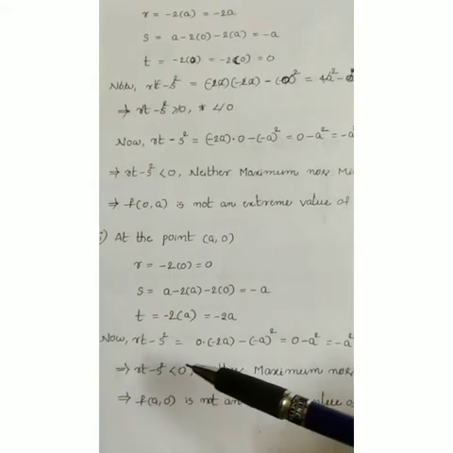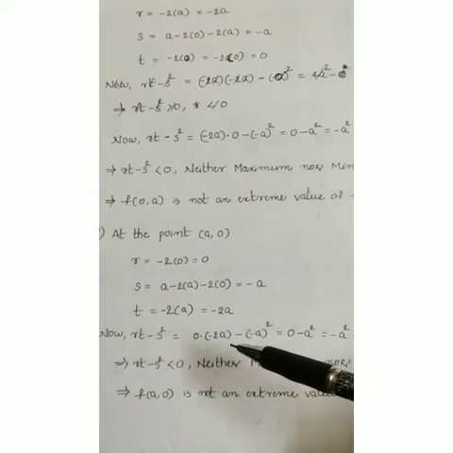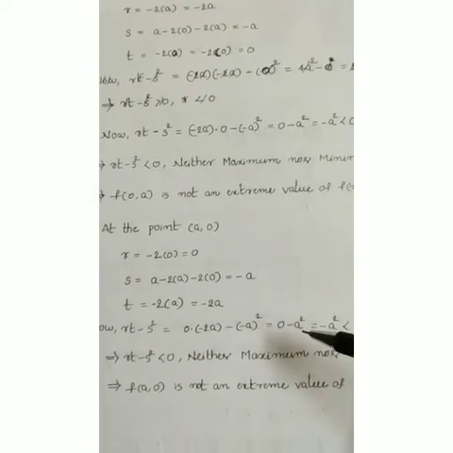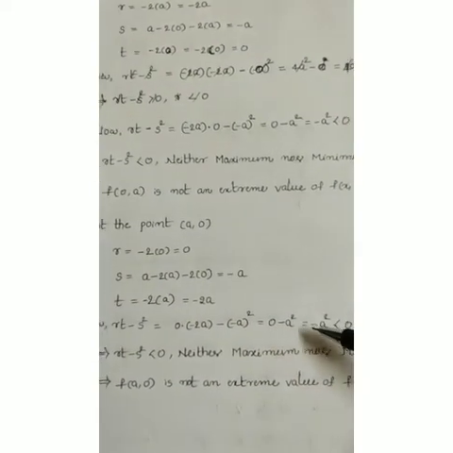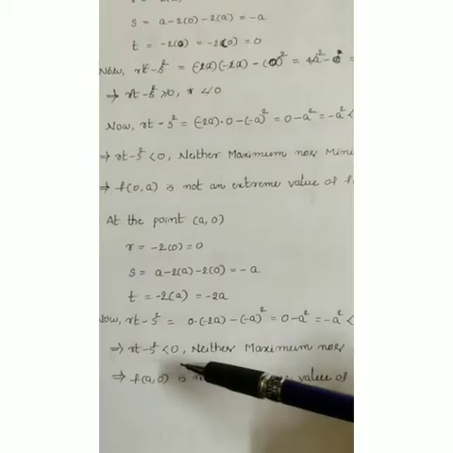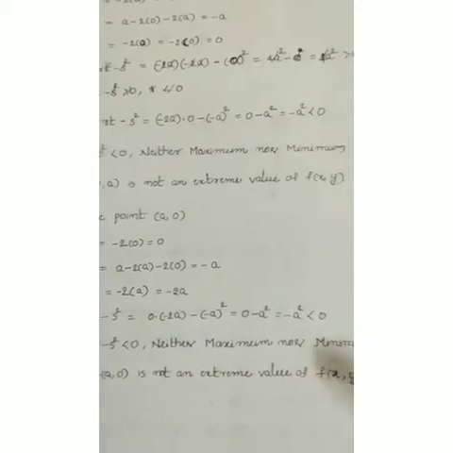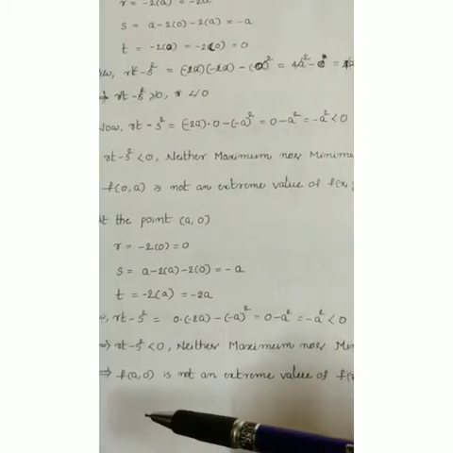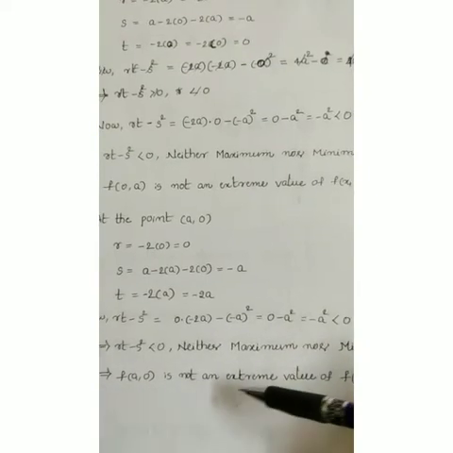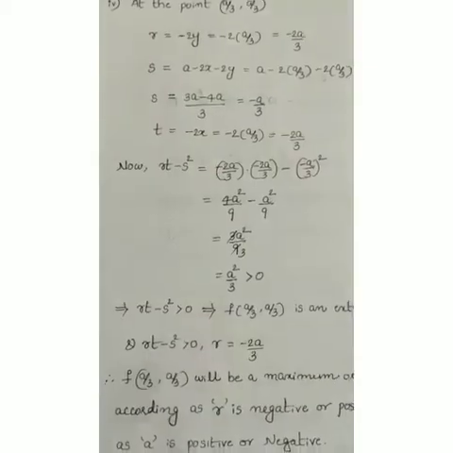Now rt - s², where r is 0 and t is -2a, minus s², that is (-a)², gives 0 - a², which is also less than 0. So rt - s² is less than 0. Then the function has neither maximum nor minimum. So the point (a, 0) is not an extreme value of f(x, y).